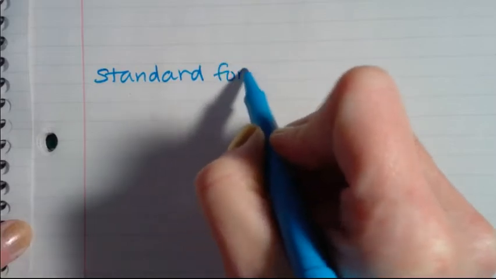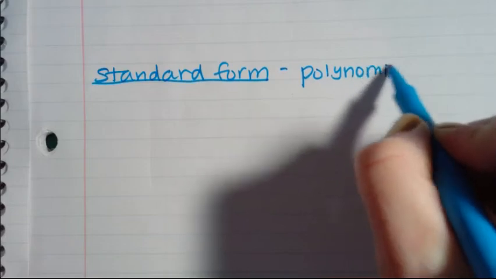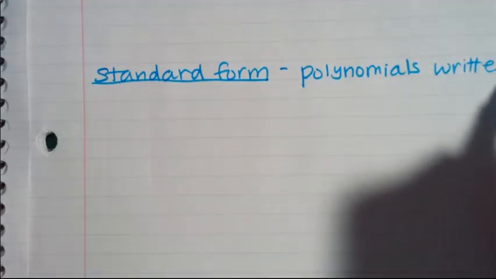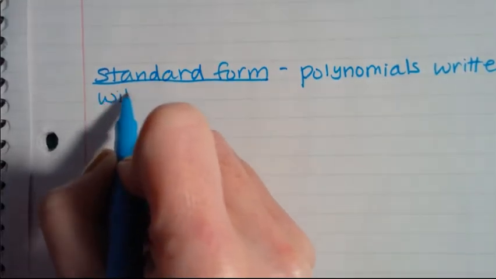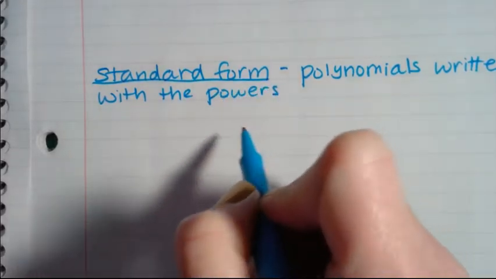Okay, so next up is standard form. Now this is not the same standard form that we talked about with graphing. A lot of different things that you'll see have a standard format, and this is just the standard format for polynomials. Okay, so in standard form, the polynomials are written with the powers in descending order.